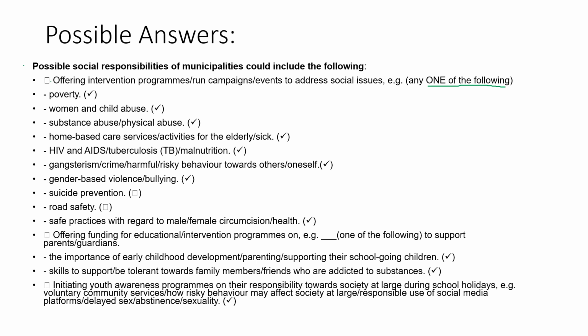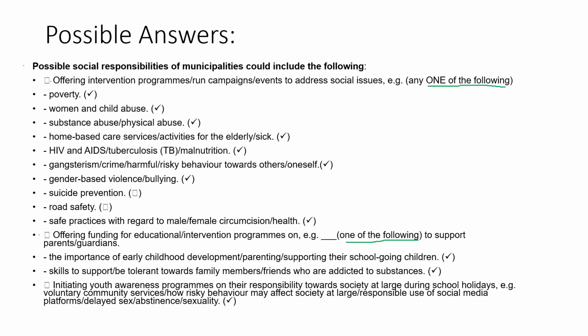Under the subheading: poverty, women and child abuse, substance abuse, physical abuse, home-based care services, activities for elderly or sick, HIV and AIDS, tuberculosis, malnutrition, gangsterism, crime, harmful or risk behavior towards others or oneself. Now, I'm not going to read all of them. You only choose the ones that you feel comfortable writing under your subheading. Let's move to the next bullet. This one, offering funding for educational intervention programs. Again, you are going to write only one of the following that support the parents and guardians.